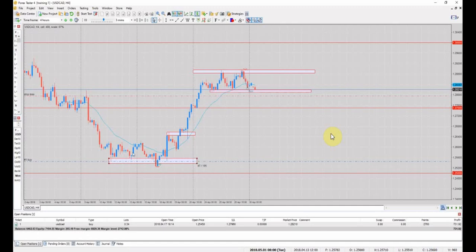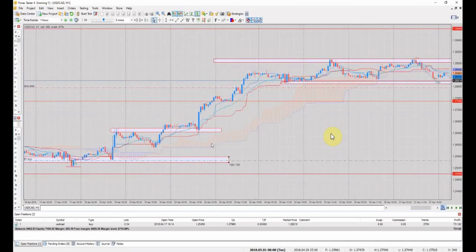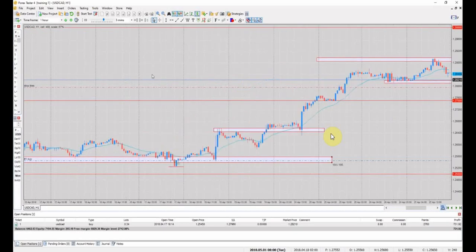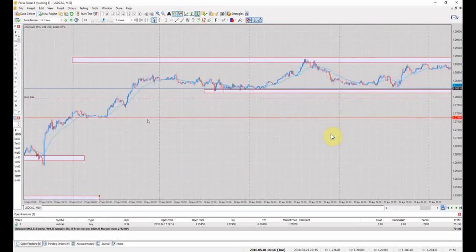Now we can continue to see the bullish price action here with another wick, and we actually entered on a lower time frame. Let me take off Ichimoku. We entered on a lower time frame, the 15-minute time frame.